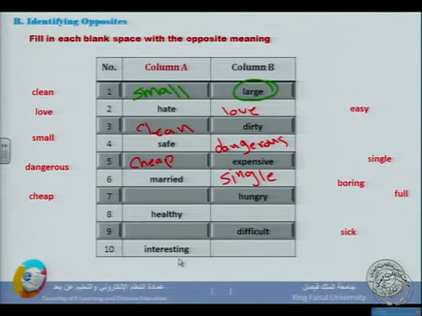Hungry معناها جائع. شو نقيضها؟ You should know the rest of these sentences. Okay, you can use the dictionary to know the meanings of these 4 words. Okay? أنا I've done 1 2 3 4 5 6 وأنت you should do 7 8 9 and 10. Okay? That's fair. هذا عدل.